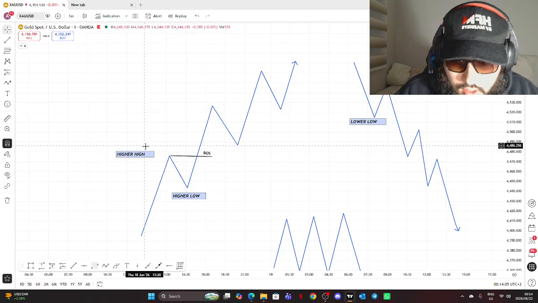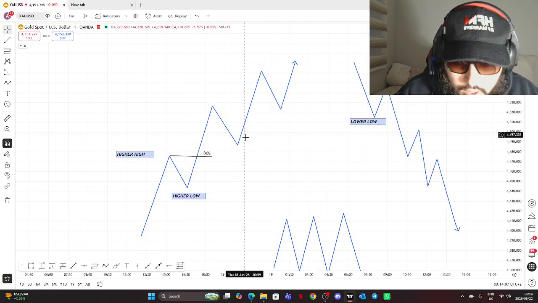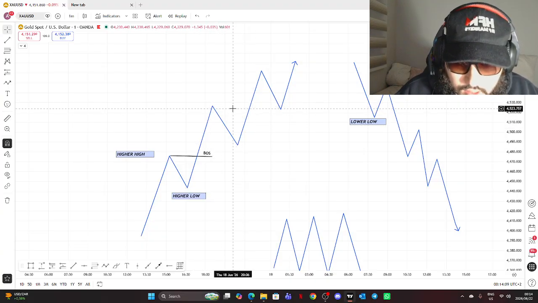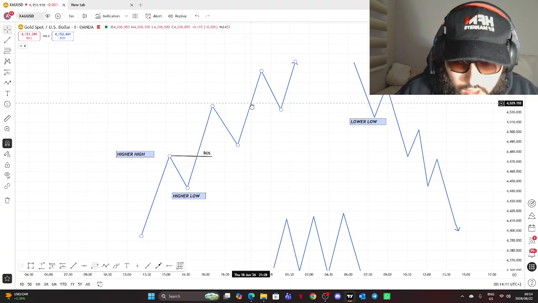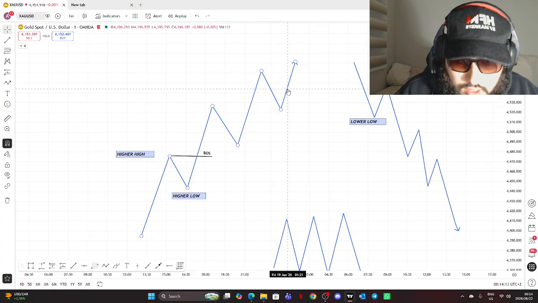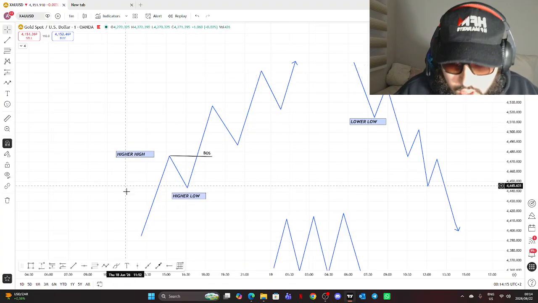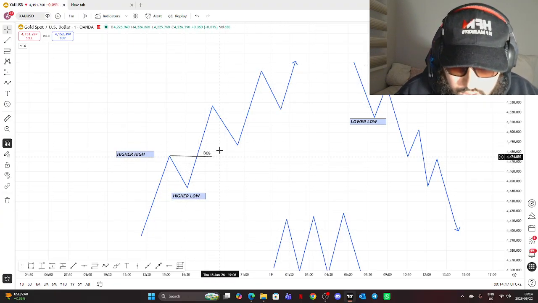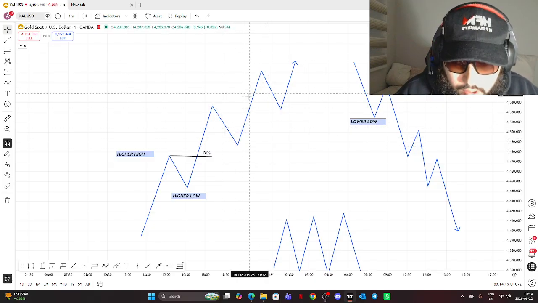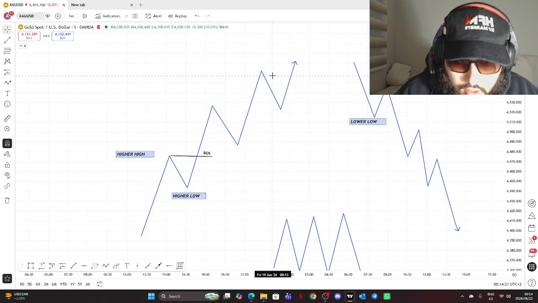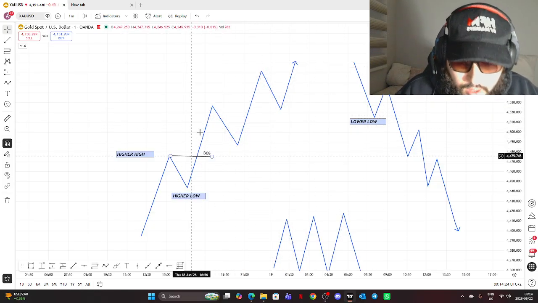You can see we had a break of structure, created a new high, retested, created another break of structure here, pushed up again, retested, created another break of structure. So with higher high, higher low, break of structure, higher high, higher low, break of structure, higher high, higher low, break of structure, that's basically what happens in an uptrend.